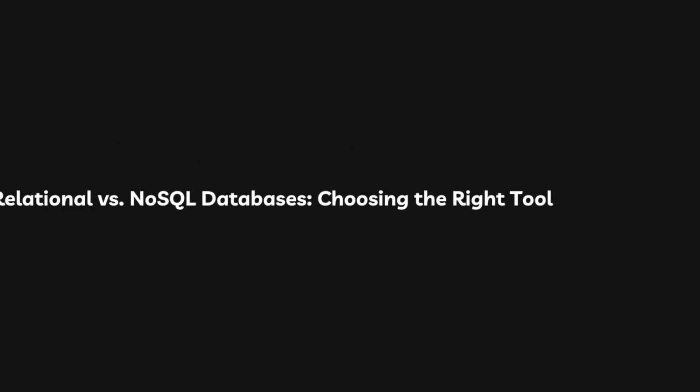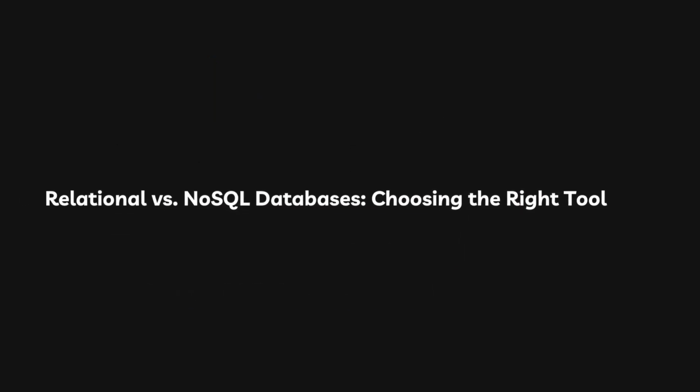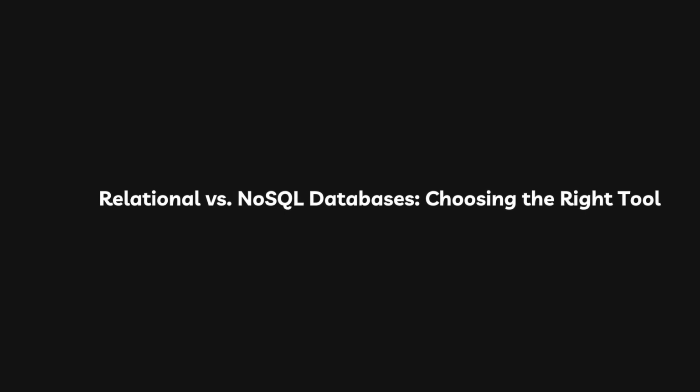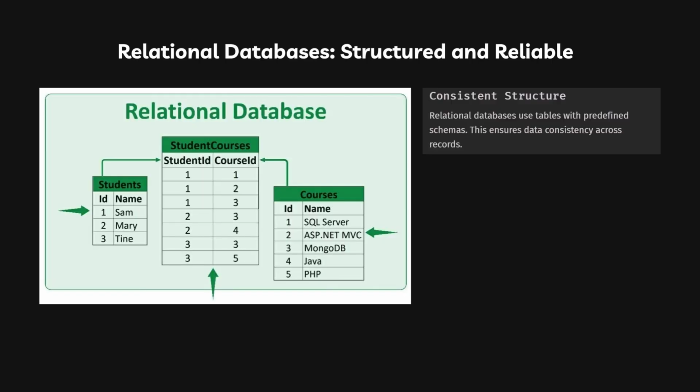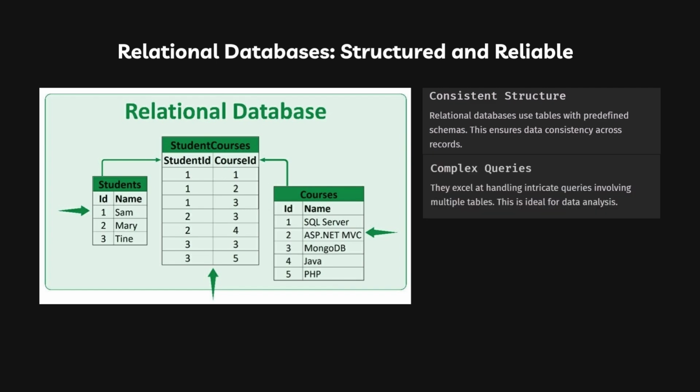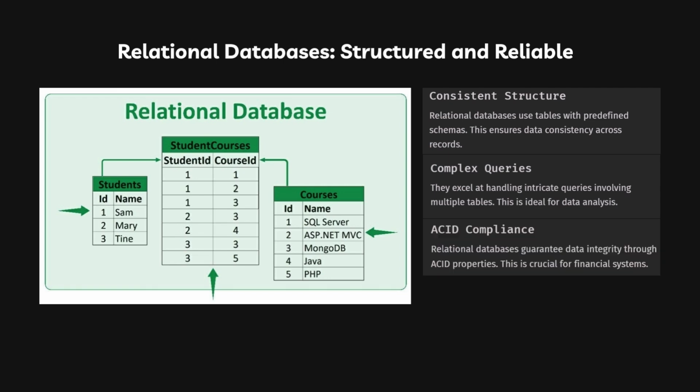Now, how do you decide when to use relational databases or when to use NoSQL databases? Well, relational databases are great when you need consistent data structures, complex queries involving multiple tables, and when you need strict data integrity with ACID properties, like for example in banking systems or inventory management where data accuracy is critical.